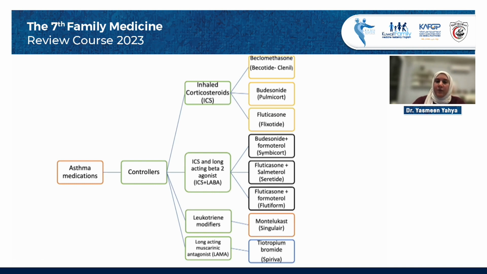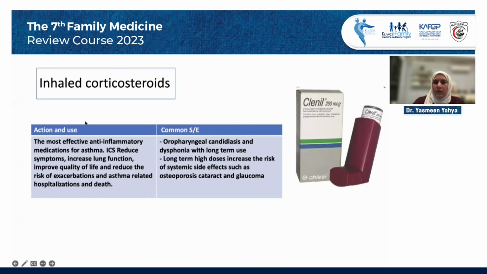Now let's come to the controllers. The controllers, we have the inhaled corticosteroids alone and inhaled corticosteroids combined with LABA, and leukotriene modifiers. And lately we've had the Spiriva, which is a long-acting muscarinic antagonist, tiotropium. In general, inhaled corticosteroids are the most effective anti-inflammatory medications for asthma, and they reduce the symptoms, increase the lung function, and improve the quality of life. So they're actually the mainstay of treatment of asthma.